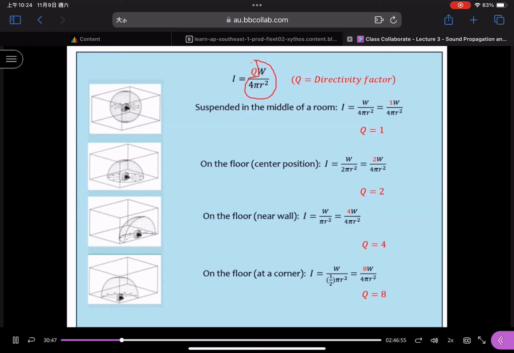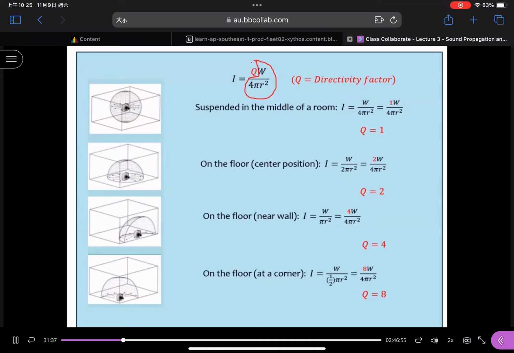In your final exam, you have to read the descriptions carefully. I will not tell you the values of Q. You need to consider whether Q is equal to 1, 2, 4, or 8, depending on the descriptions. Let's say when I tell you that it is near a wall, one of the walls, you can find by yourself that Q is equal to 4. In the first 2 lectures, we just focus on the first case. We assume all point sources radiate sound fields in all directions, so we just write Q as 1. This is just for simple cases.